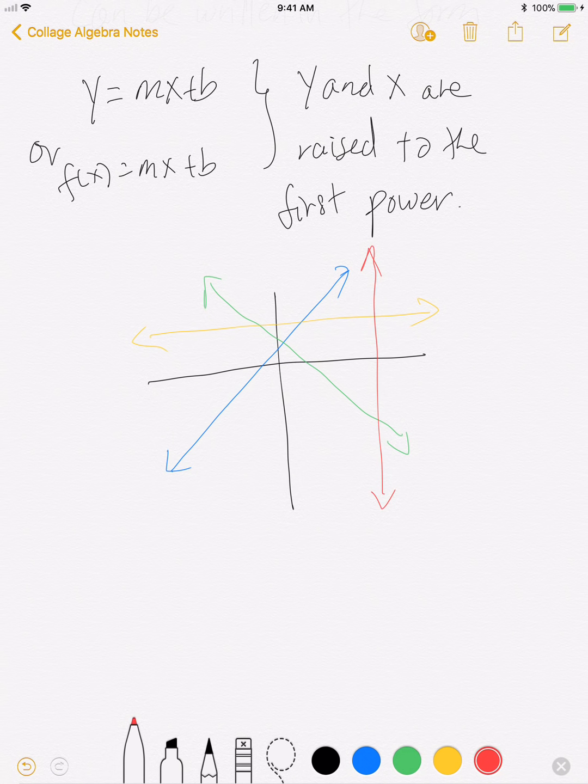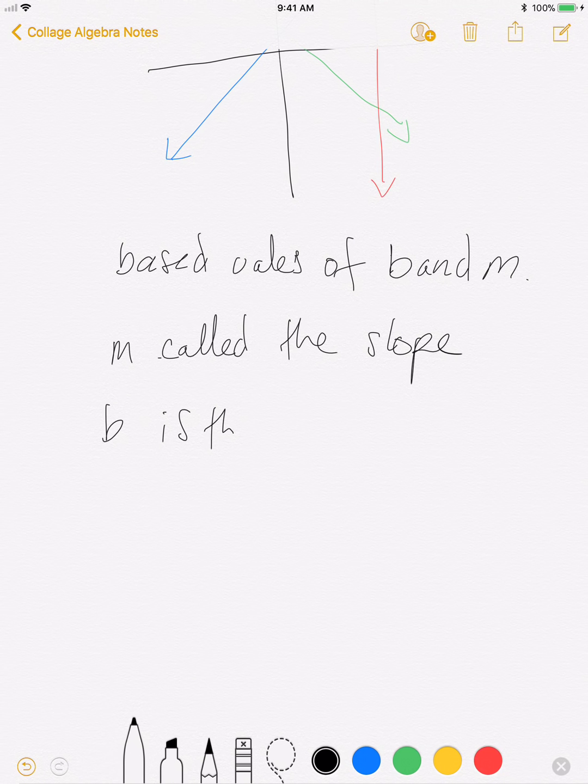The type of graph that you get is based upon the values of b and m. Those are our two parameters. M is called the slope, while b is the y-intercept.